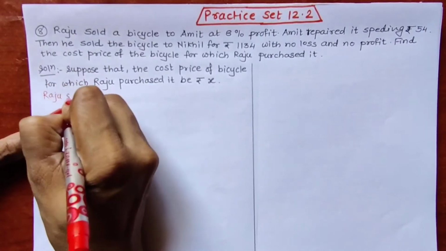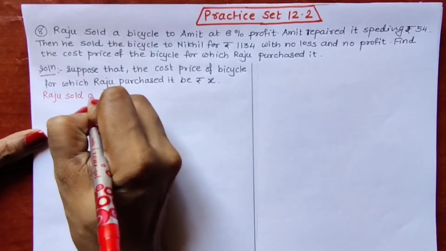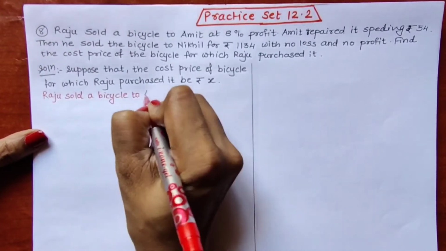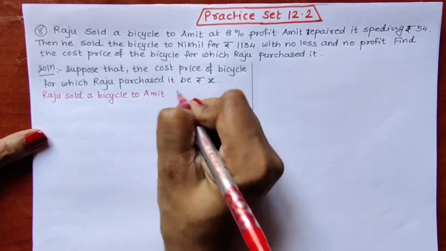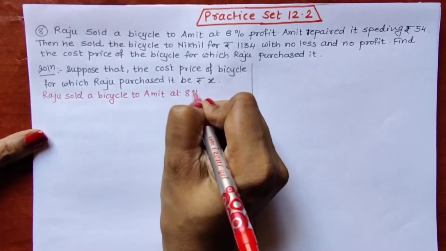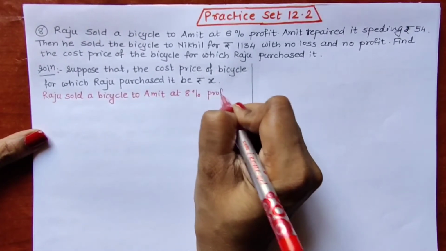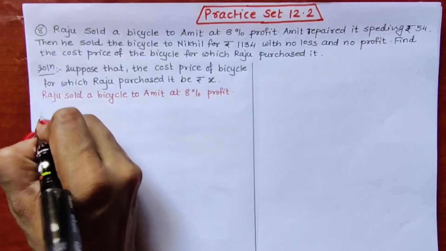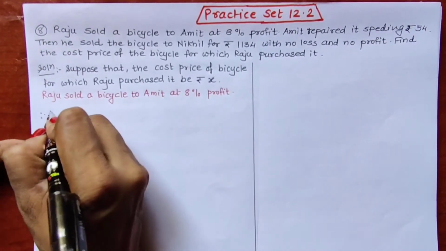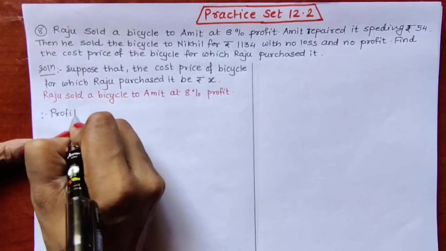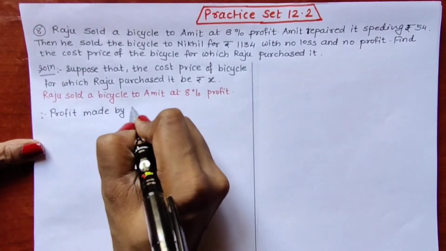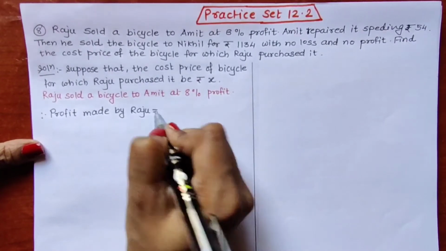Raju sold a bicycle to Amit at 8% profit. Okay, so we will first find out the profit made by Raju. Raju made a profit of rupees how much? Let us find out the profit made by Raju.